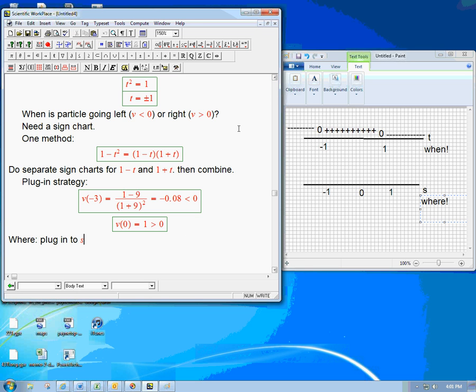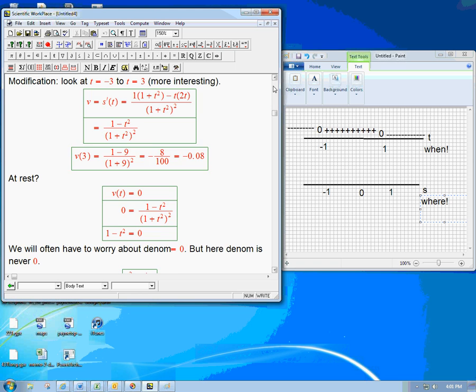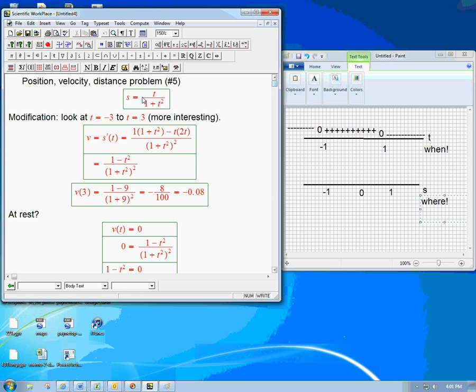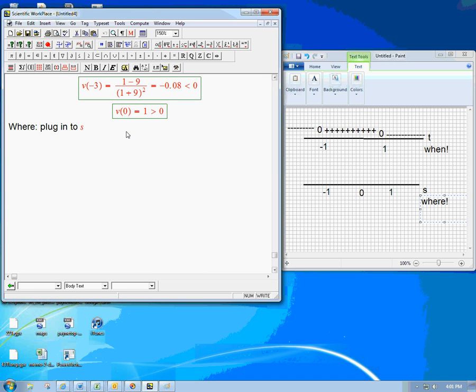And now this is tricky. We've been plugging into V to get these signs to figure out the direction. But if we actually want to know where to plot stuff, we've got to go back to the original function. Okay. So we got to plug into this guy to figure out where things are happening. Okay. So I know when the turnarounds are, minus 1 and 1. I want to know where those are.